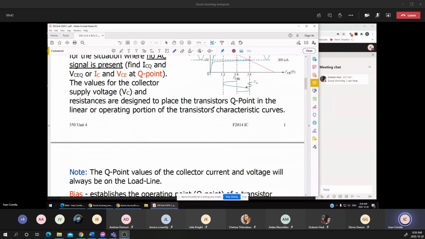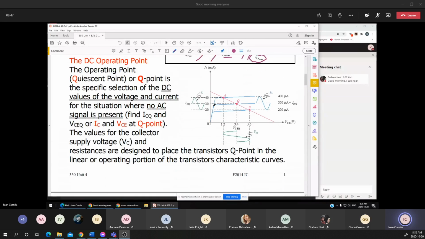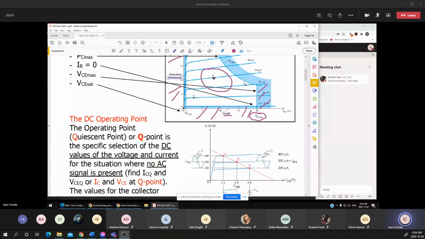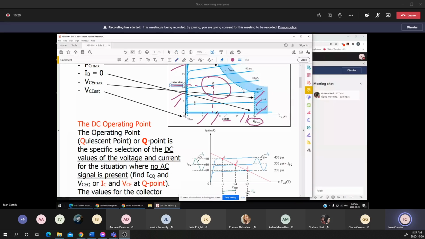Now, going back to clarify again what the Q point means. If I'm looking at any of these graphs, you notice that the projection of the Q point on the x-axis is the VCE. The projection of the Q point on the y-axis is the collector current. It means that determining or finding the Q point of a transistor in a circuit is actually determining the two coordinates of the Q point, which are the IC and the VCE.